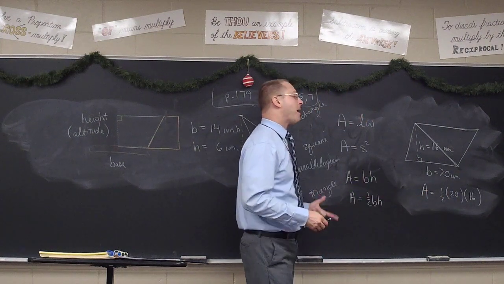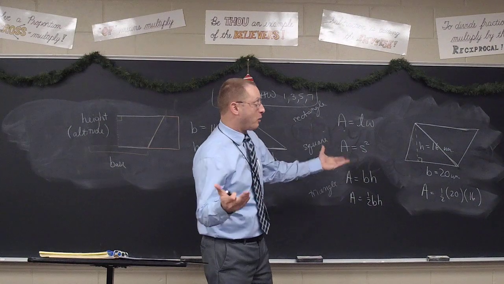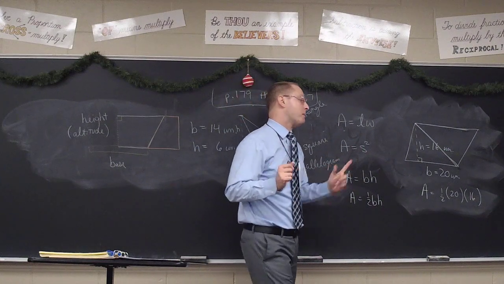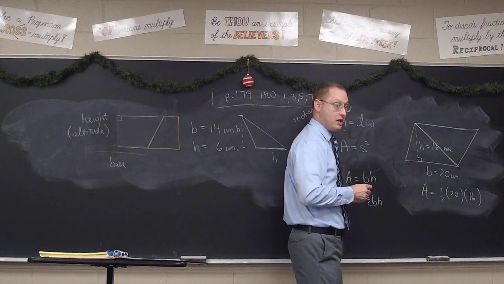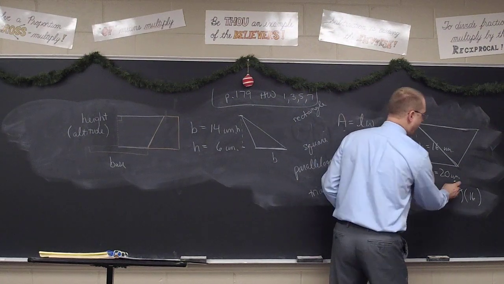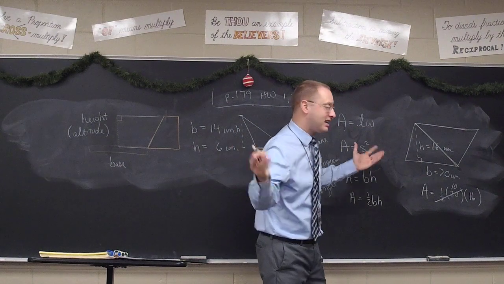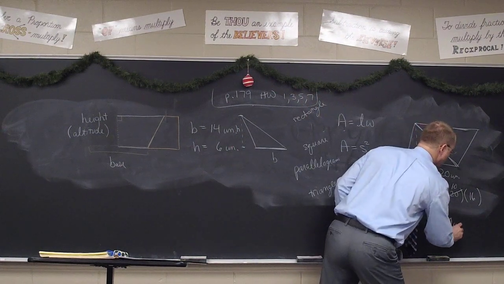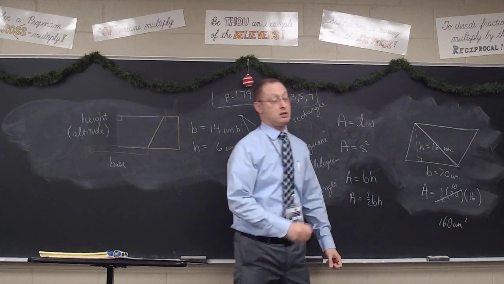Which number might be really easy to, well, actually they're both easy to cut in half, but strategically, which is the better number to cut in half, Bryson? The 20. Because if you cut the 20 in half, class, you really just have a 10. And 10 times 16 is so easy. 160 units squared.